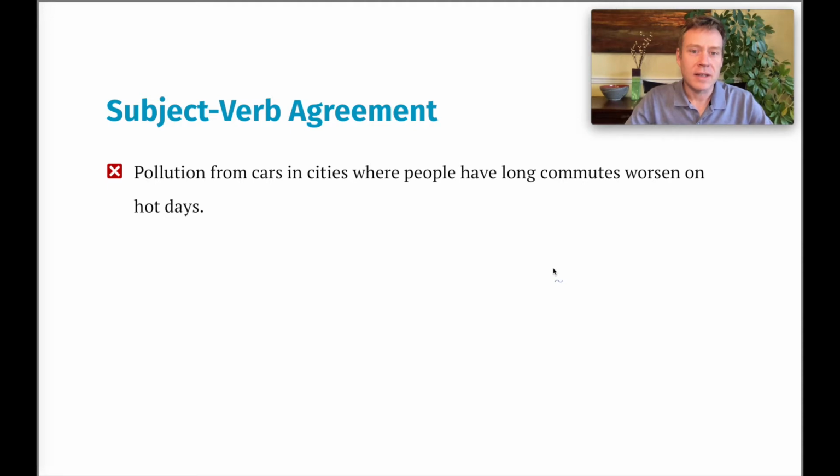So here's a sentence that is wrong. Pollution from cars in cities where people have long commutes worsen on hot days. The verb in this sentence, can you see what it is? It's going to be worsen. And what's the subject for that verb? Well, there's a lot of nouns floating around, but the actual subject is this singular noun, pollution.